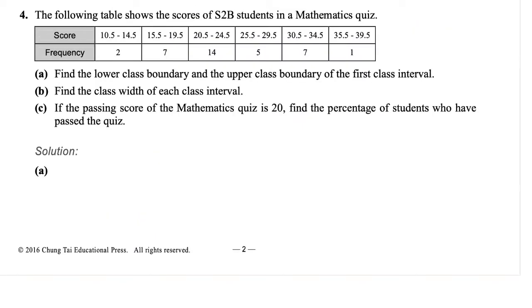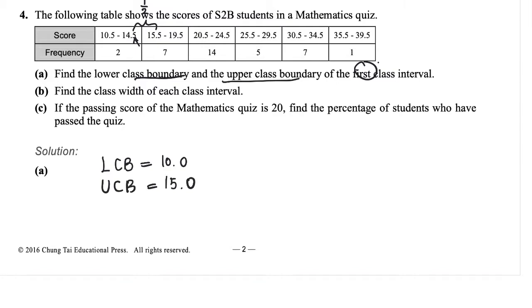Okay. For this one, you want to find out the lower class boundary and upper class boundary of the first one. I mean this one. And now we can see they have a difference of one and then 1/2 of it. So the lower class boundary equals 10.0, while the upper class boundary will be equal to 15.0. You have to find out the class width of each class interval, which will be the difference between the upper class boundary and the lower class boundary. That means that will be 5.0.